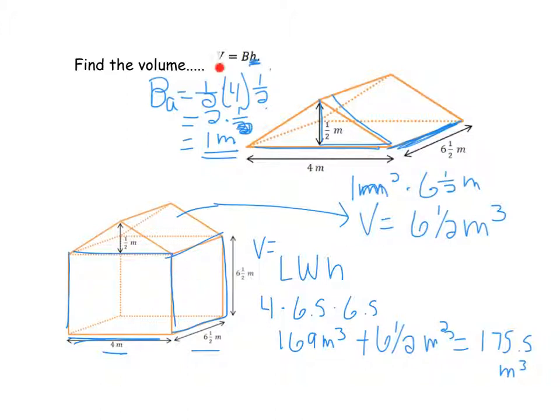Alright, so again, when you're doing your assignment, please remember the volume is the base area times the height. So for a rectangular prism, it's length times width times height. And for a triangular prism, you could do 1/2 times base times height times height.